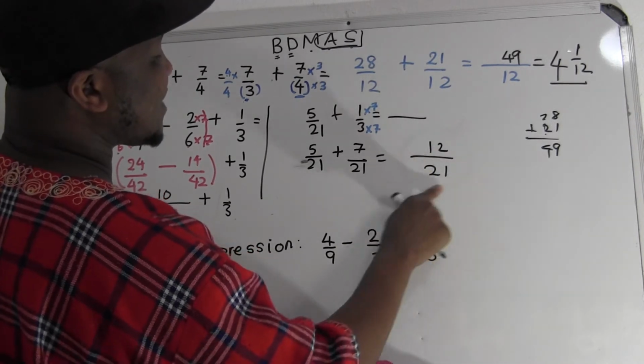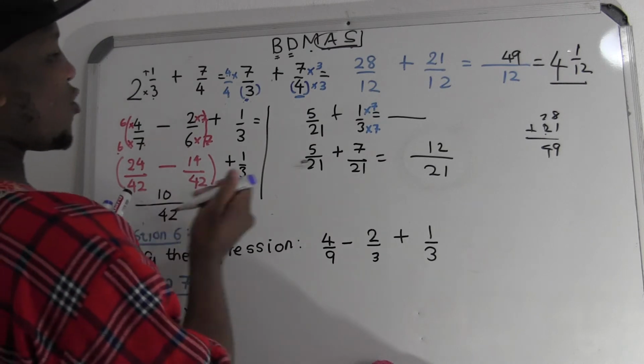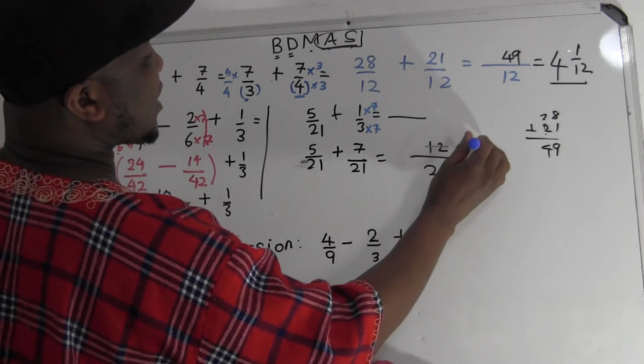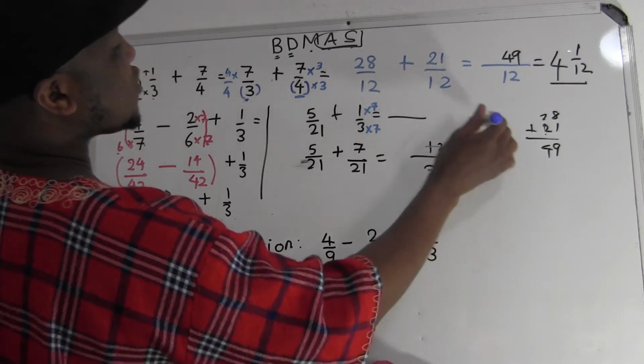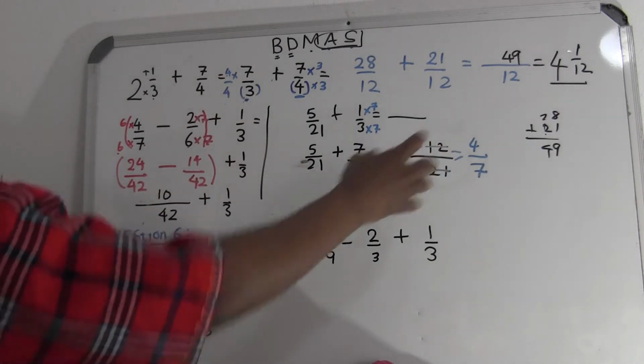You know why? Because I think we can find a common number. There's a number here which is common. Which number goes into both 12 and 21? Three. If you divide by 3 here, you get 4. If you divide by 3, you get 7. So our final answer equals 4/7. If I take all of this and simplify, I get 4/7.